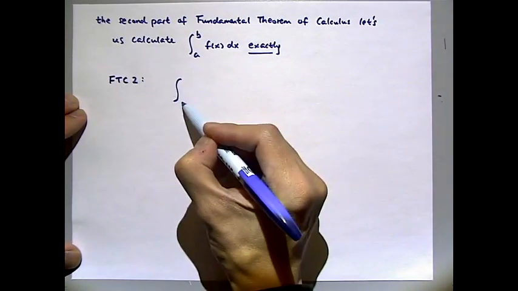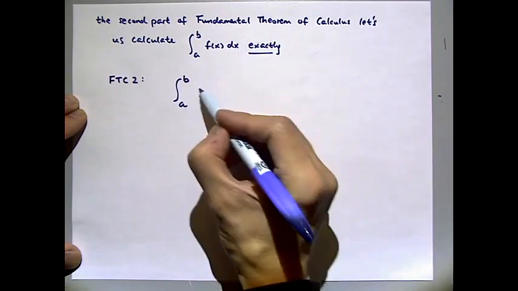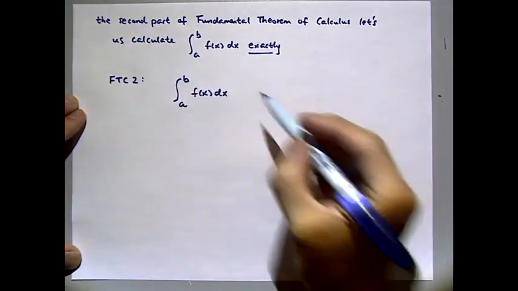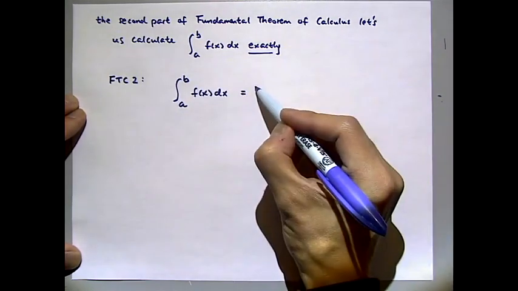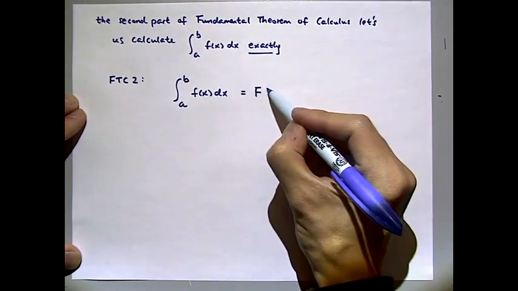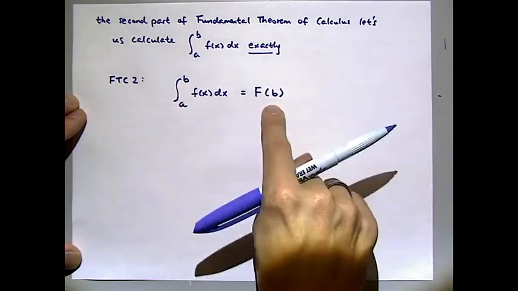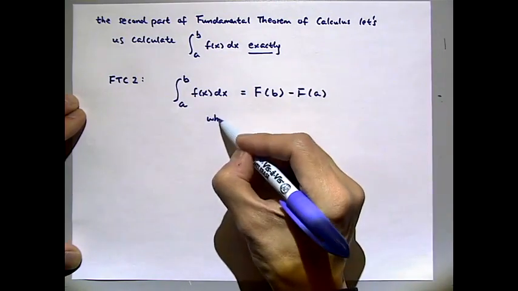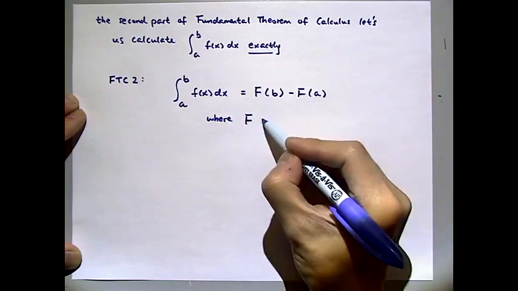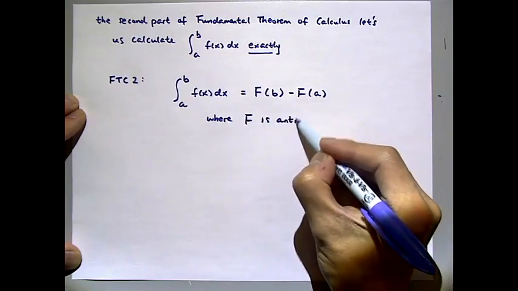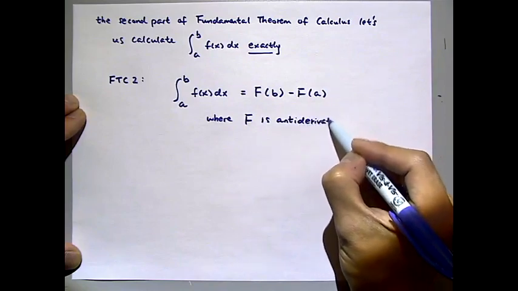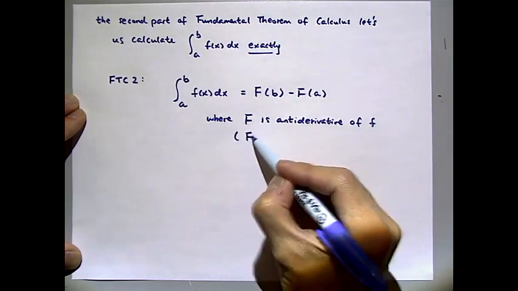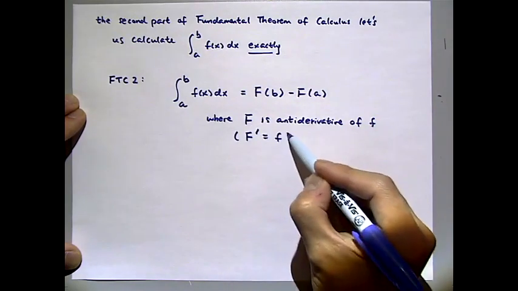The second part says, if you want to find the area accumulated from A to B under the curve f of x, it is equal to capital F, I'll explain what that is in a little bit, at the right end minus capital F at the left end. And capital F is just an antiderivative of f. In other words, capital F prime is lowercase f.